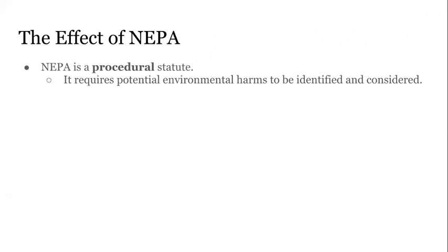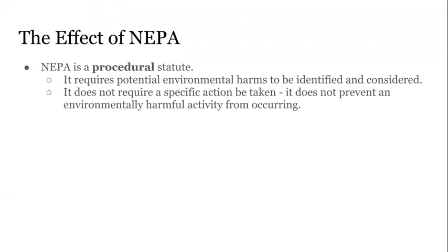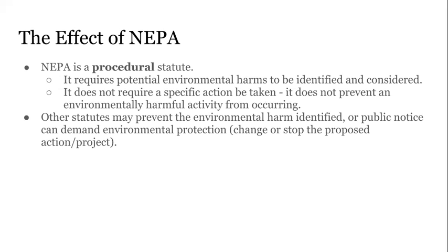So it's a procedural statute. It requires potential environmental harms to be identified and considered. But it does not require a specific action be taken. It does not prevent an environmentally harmful activity from occurring. That is incredibly important. So even if you do the alternatives analysis, including no action, once that's been done, you still can proceed with the project. NEPA does not prevent you from proceeding with the project. It just requires you fully consider the environmental consequences.